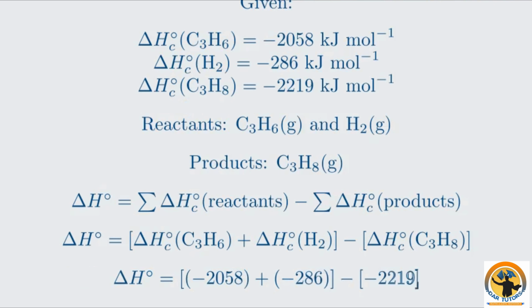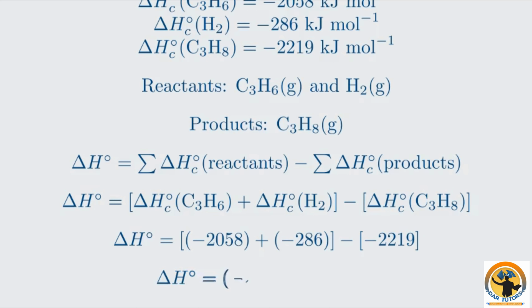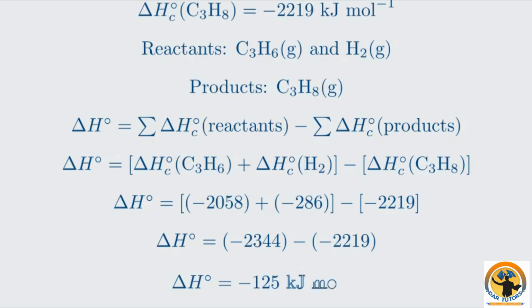The reactants are propene and hydrogen, so we add their combustion enthalpies. The product is propane, so we subtract its combustion enthalpy. Adding the reactant values gives negative 2344. Subtracting negative 2219 is the same as adding positive 2219. The result is negative 125 kilojoules per mole.